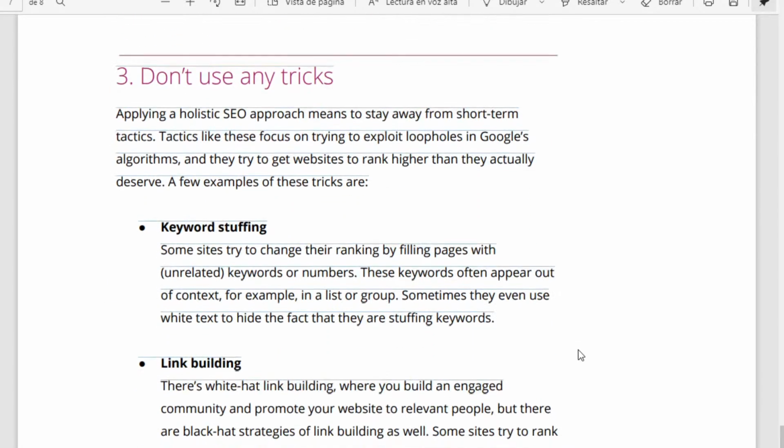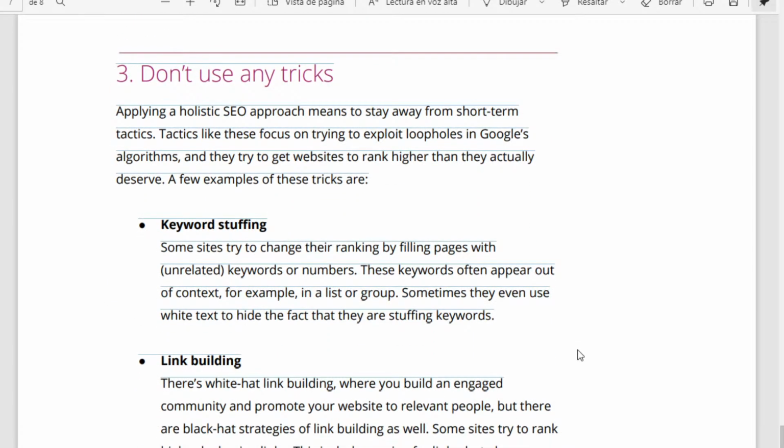3. Don't use any tricks. Applying a holistic SEO approach means to stay away from short-term tactics. Tactics like these focus on trying to exploit loopholes in Google's algorithms, and they try to get websites to rank higher than they actually deserve.